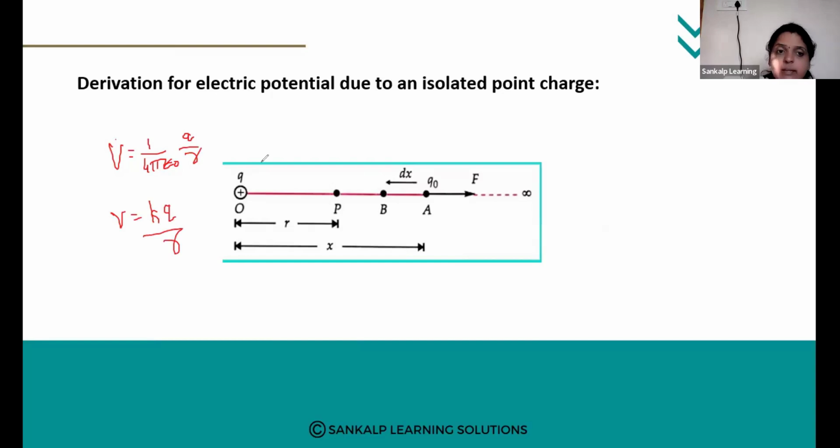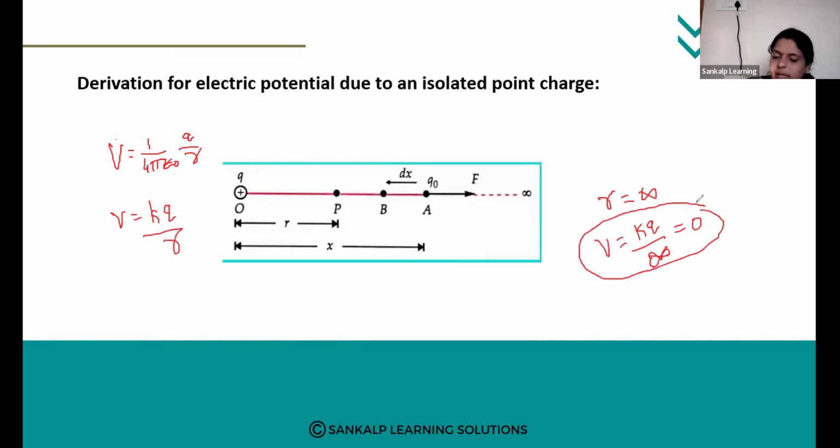Okay. So why is the electric potential at infinity 0? At infinity, what will the distance be? Distance will obviously be infinity. So R will be infinity. Then V is equal to KQ by R, sorry, KQ by infinity. Any value divided by infinity will be what? That will be 0, right? So the electric potential at infinity will be 0.